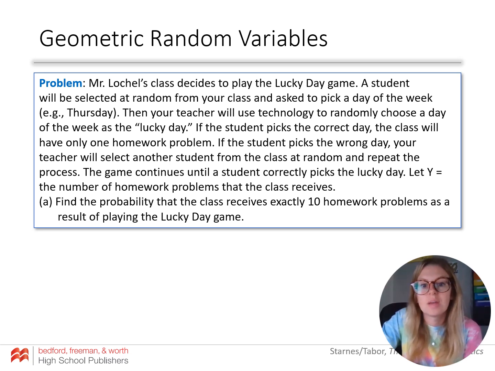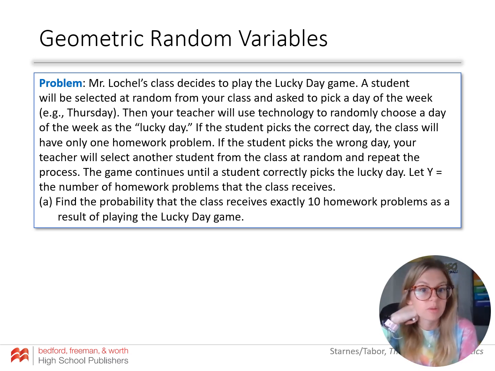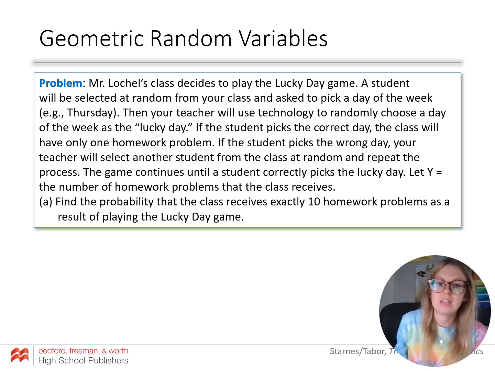Let y equal the number of homework problems that the class receives. Okay, so if the kid gets it, then they only get one problem, but you keep going, so every time someone's wrong, that's going to tell us how many homework problems we're going to get. So we're going until we get a certain number. We're not saying we're going to try it 20 times. We're going to go until we get this value. Okay, so part A says find the probability that the class receives exactly 10 homework problems as a result of playing the lucky day game. So let's look at plugging it into the formula.